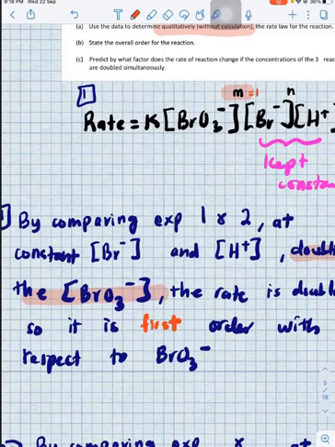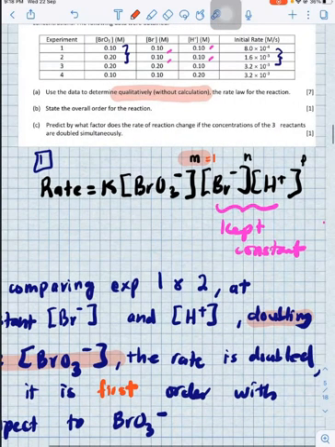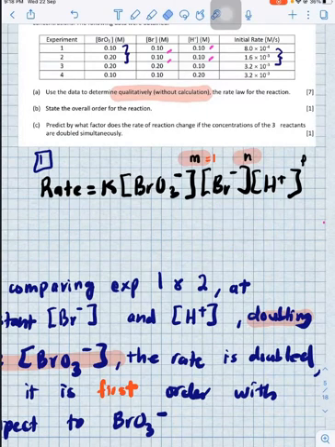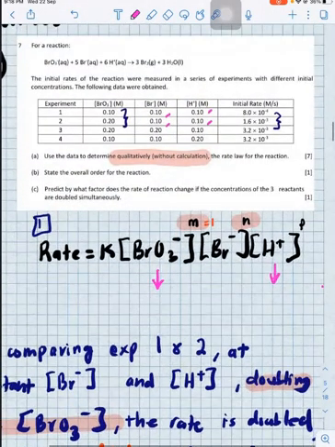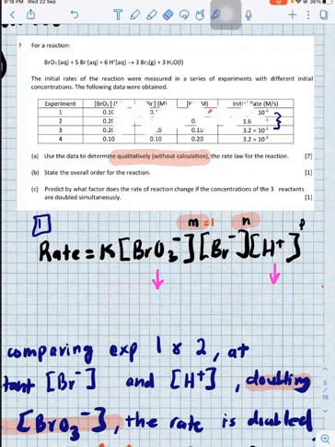Okay. Alright. So now let's do n pula. So to determine the n, then by right kita tahu yang kena cap constant adalah BrO3- dan juga H+ yang kena cap constant. So what do you think? Which experiment yang kita boleh guna?